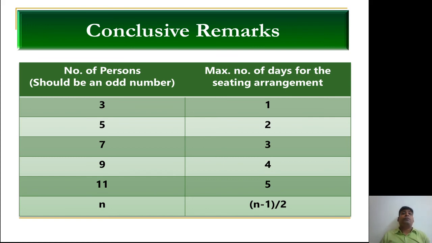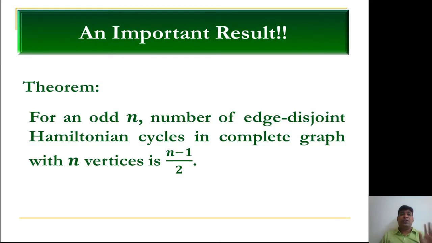Okay, that leads to a beautiful theorem, a wonderful and important result in graph theory for Hamiltonian cycles or circuits. That theorem states that for any odd number n, the number of edge disjoint Hamiltonian cycles in a complete graph Kn with n vertices, of course, is (n minus 1) by 2. And this number makes sense.